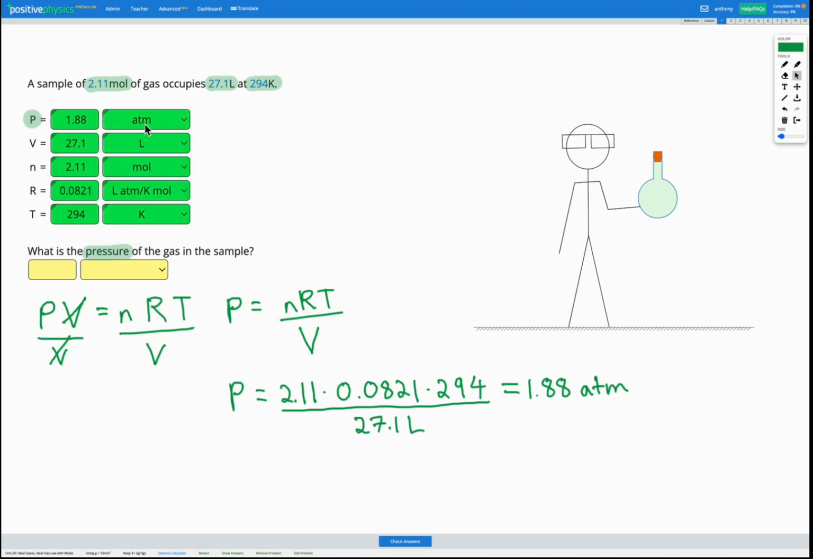So let's check if we got this right. Awesome. So we filled out our work table there, and we can finally answer the question, what is the pressure of the gas in the sample? It was 1.88 ATM. So in these questions, it's going to be using the same five variables each time. Your role is going to be figuring out what's our unknown variable, filling out all of the known variables, and then manipulating our equation to find our answer. Let's do one more together.